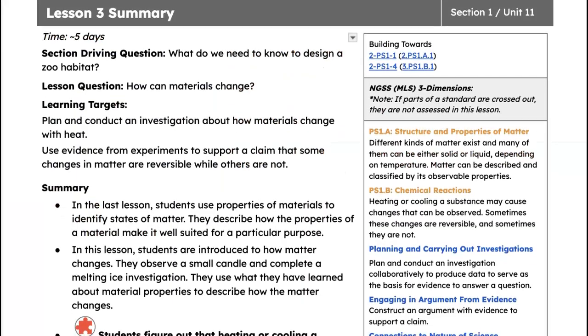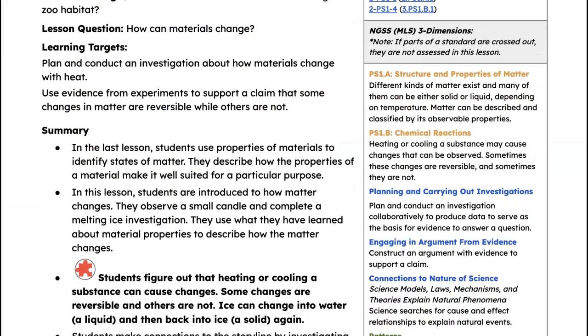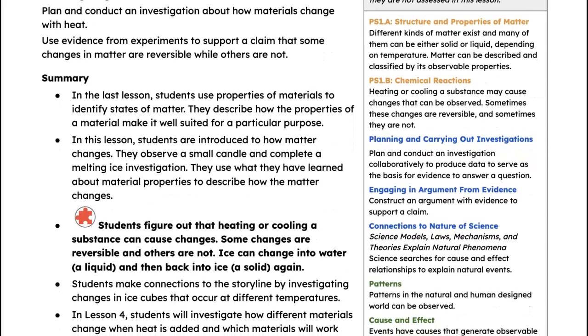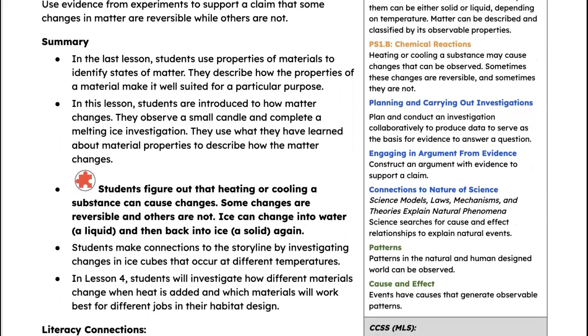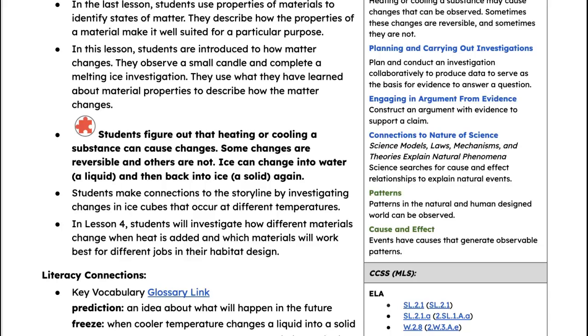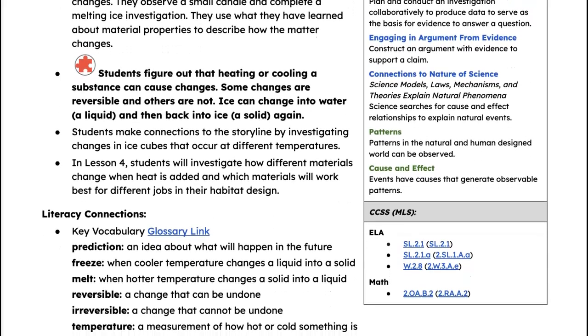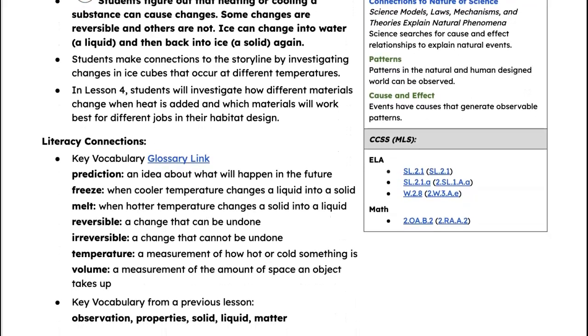There are several opportunities for ELA and math cross-curricular connections throughout the lesson. You can look for specific standard connections in the Unit 11 Teacher Guide. This lesson will take approximately 5 days to complete.